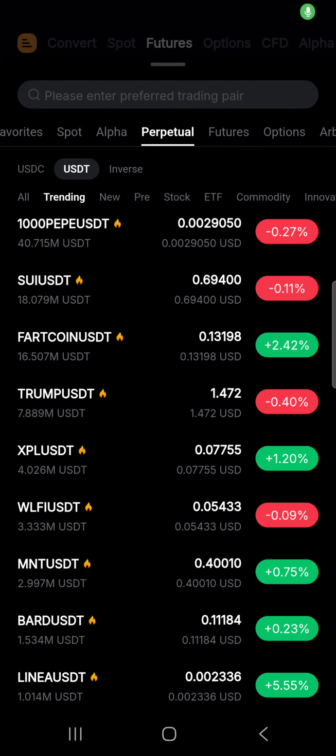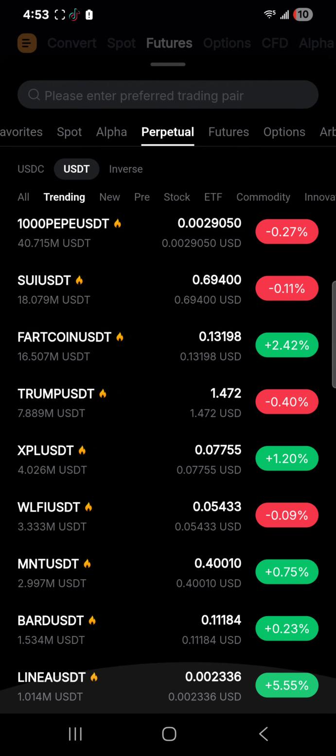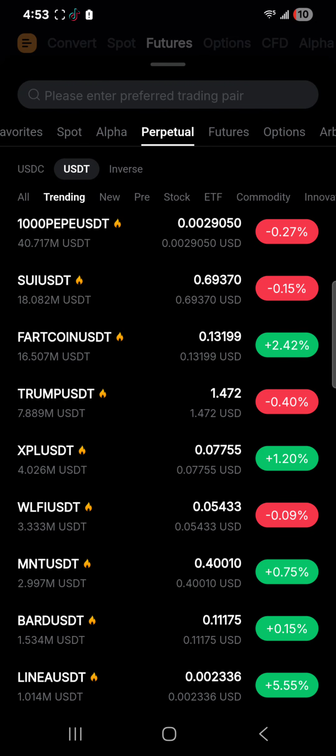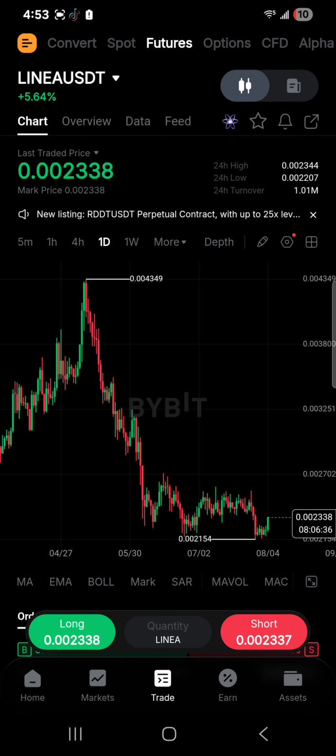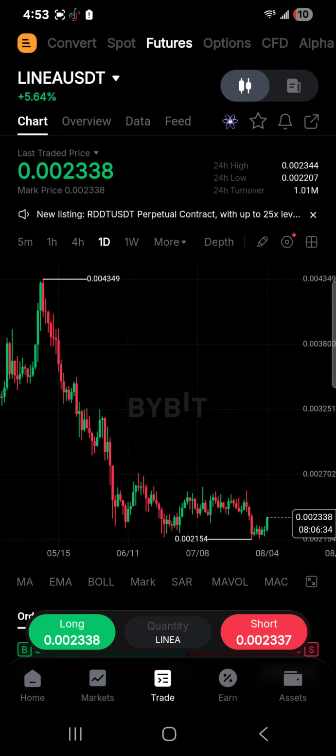I saw that Linea USDT was trending, so I want to analyze it. Let us see what is making it trend.